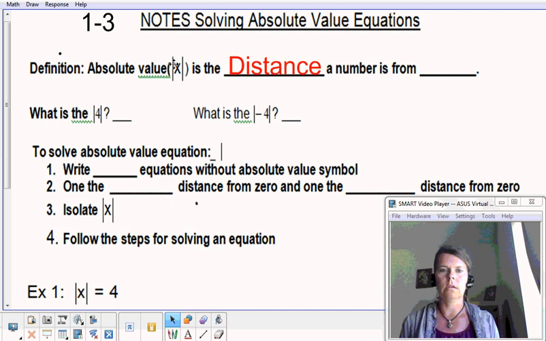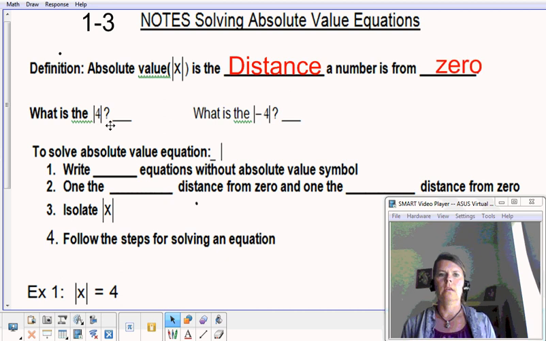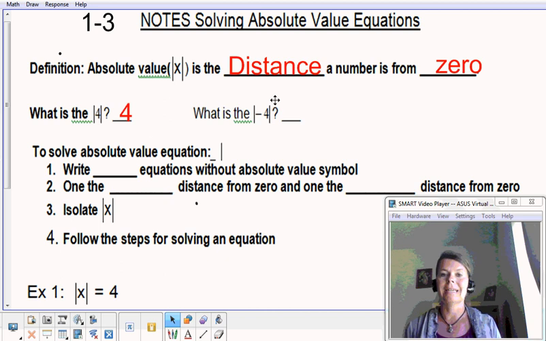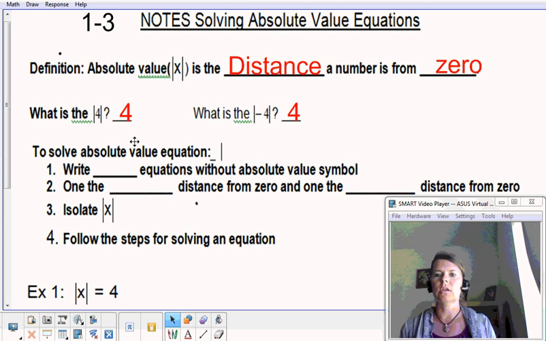Okay, so the absolute value, written with these symbols, is the distance a number is from 0 on the number line. And so how far is 4 on the number line from 0? And hopefully you said 4. And then how far is negative 4 from 0 on the number line? And hopefully you again said 4. So notice that the distance can never be negative. So when we're talking absolute value, we're just talking about distances, so all the answers end up being positive.